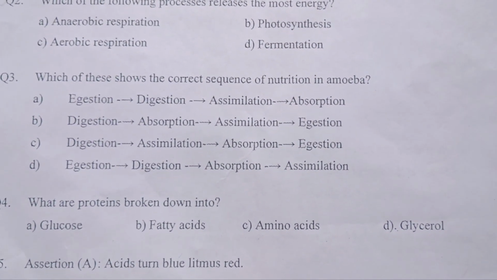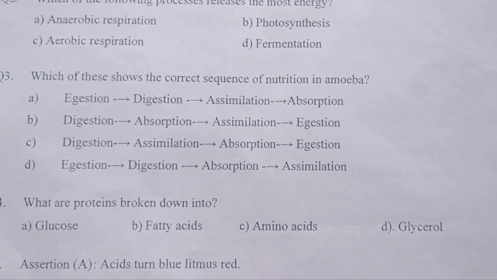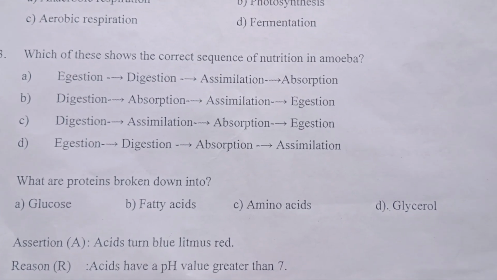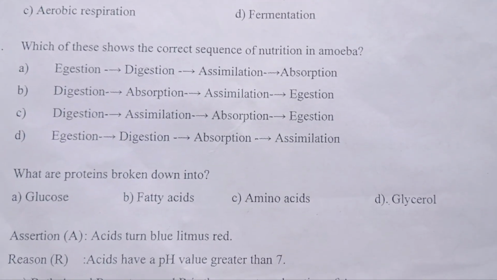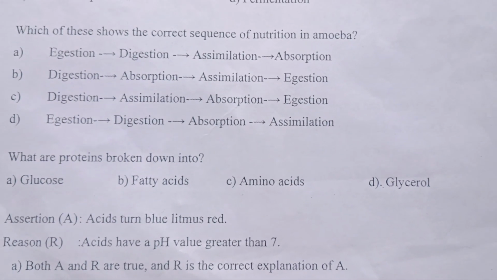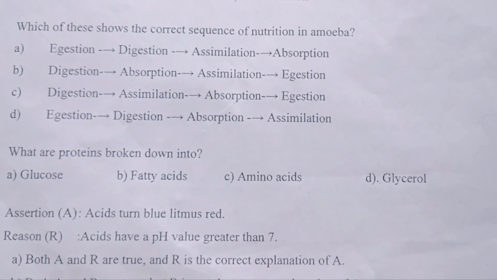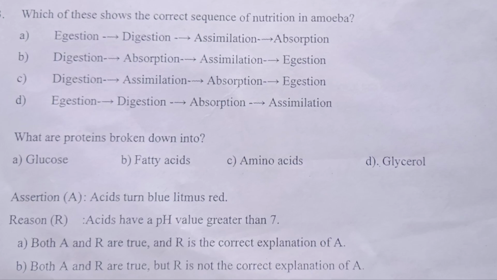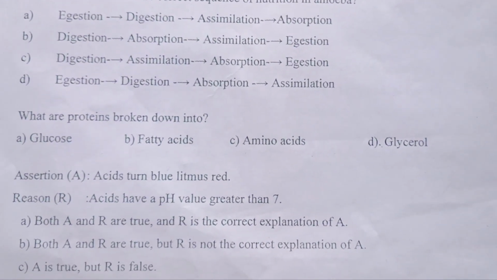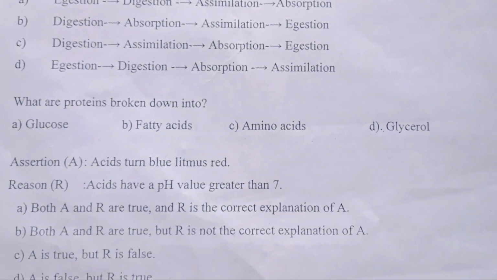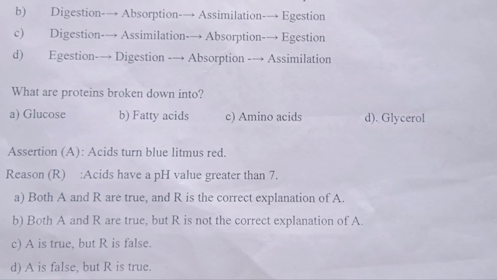Next, assertion A: Acids turn blue litmus red. Reason R: Acids have a pH value greater than 7. Both A and R are true, and R is the correct explanation of A. Both A and R are true, but R is not the correct explanation of A. A is true, but R is false. And the last option is A is false, but R is true.